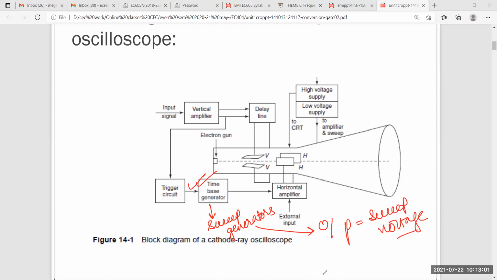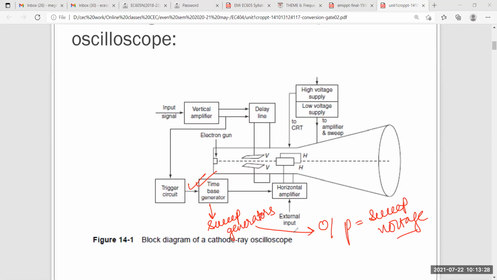I think this much is clear. Here you can see the typical form and where it is connected: the vertical amplifier, then the trigger circuit, then the time-base generator. This is the actual circuit of the time-base generator. The time-base generator is important. The sweeps I told you about are again of many types.